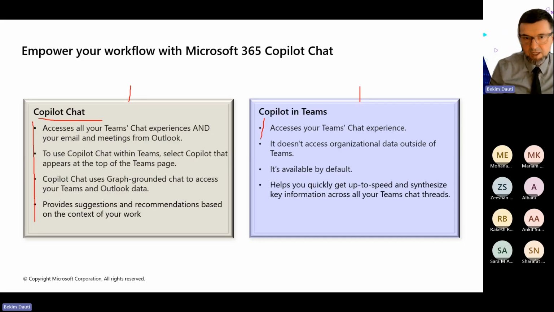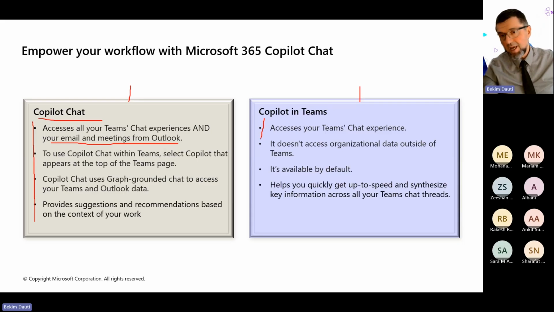Of course, it can access all of my Teams chat experiences, but it can access my email and meetings from Outlook as well. To use Copilot chat within Teams, select the Copilot that appears at the top of the Teams space. I'm going to be showing you that part. Copilot chat uses the Graph grounding. And I told you that it's the Microsoft Graph, a platform that interconnects the applications. In this case, it is interconnecting Microsoft Teams with Microsoft Outlook in order to give you an upper hand experience compared to the Copilot in Teams. And definitely this is going to be providing suggestions and recommendations based on the context of the work that we are doing and performing.